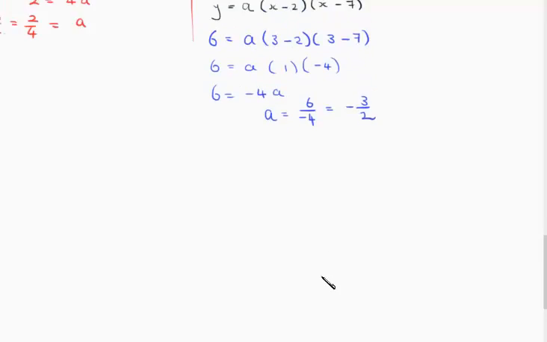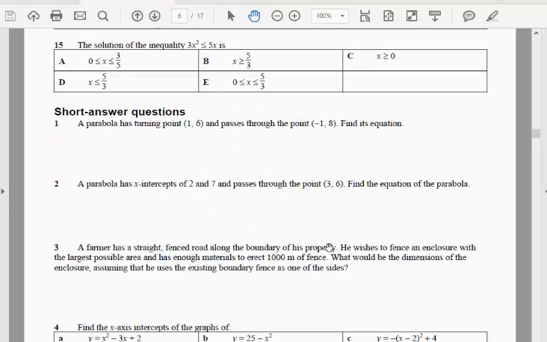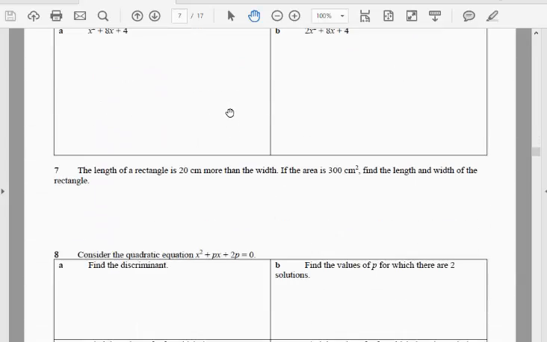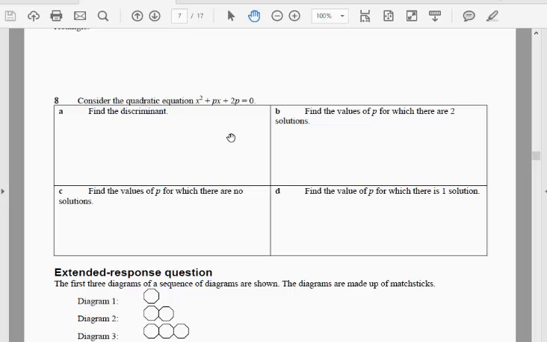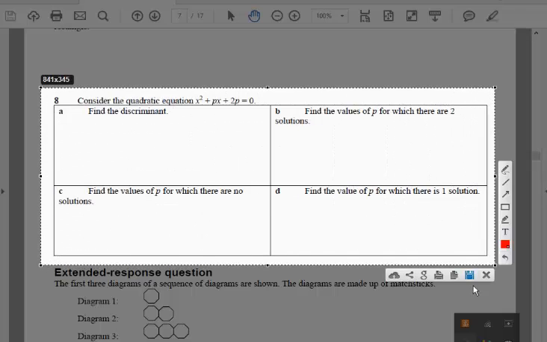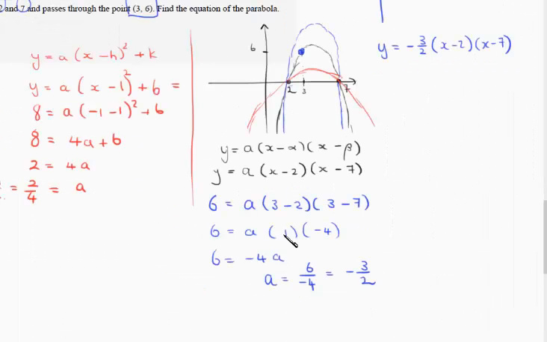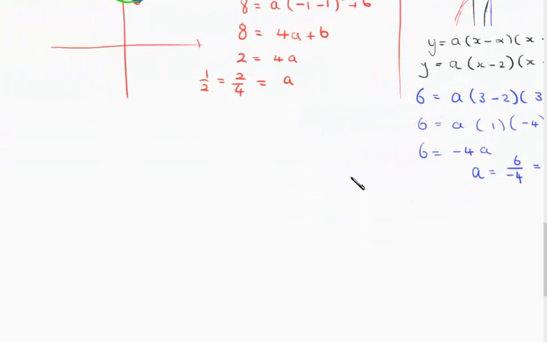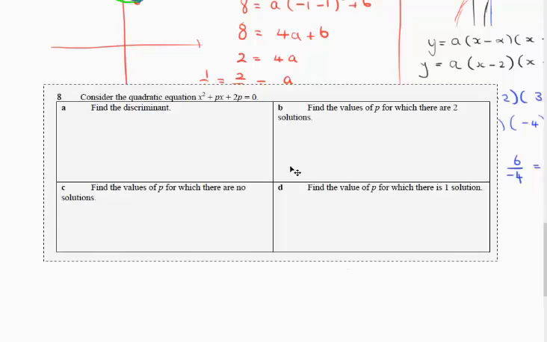Okay, we're going to move on. So that's parabola. So I'll leave you guys to do the rest. And maybe you can try this one as well. But this one is a bit difficult. So I want you guys to pay very close attention to this one. A lot of people get confused about this one.